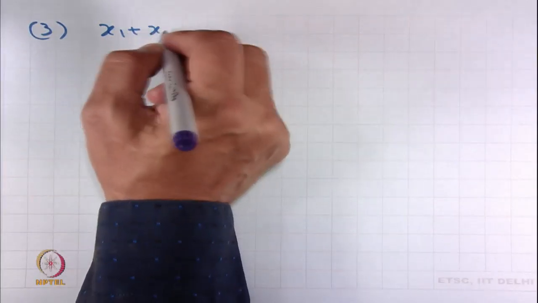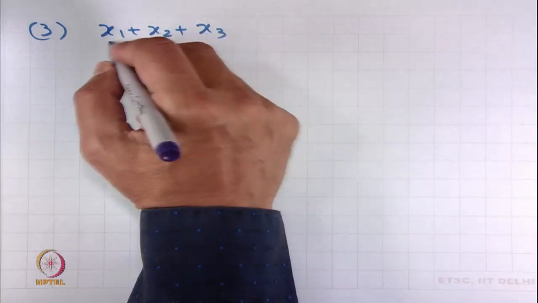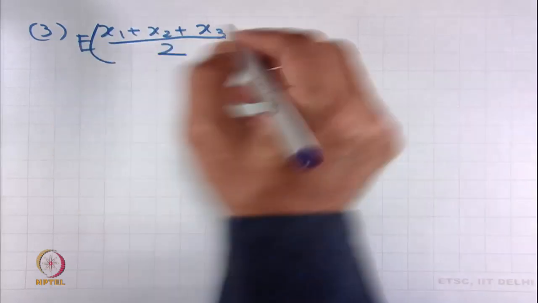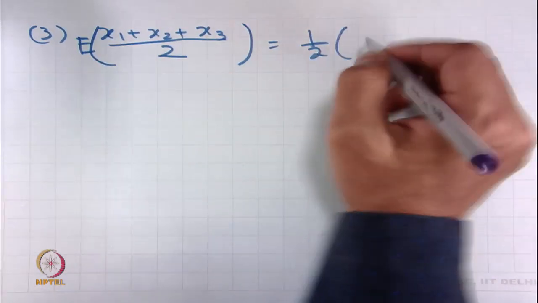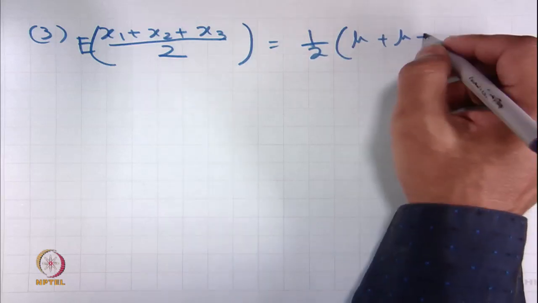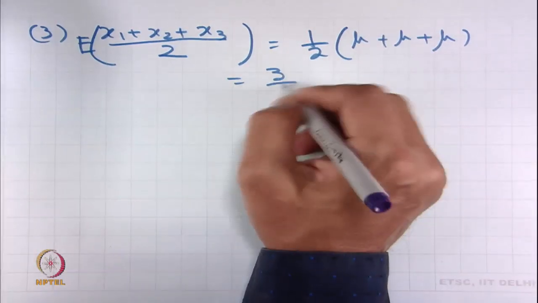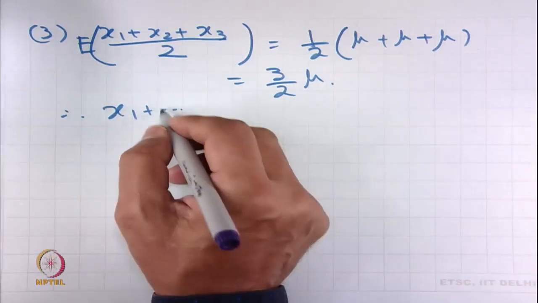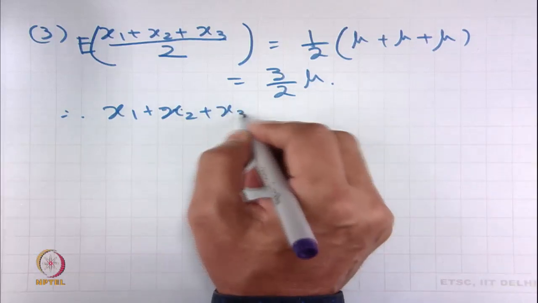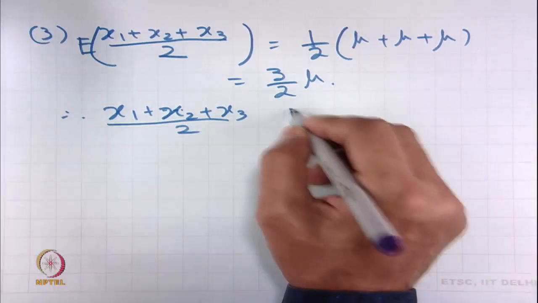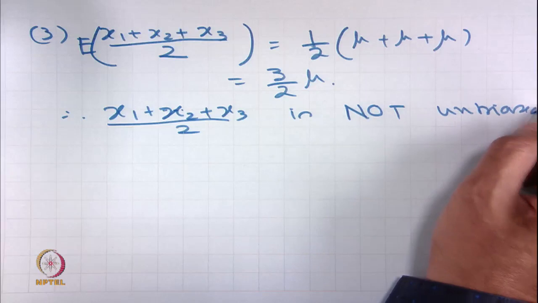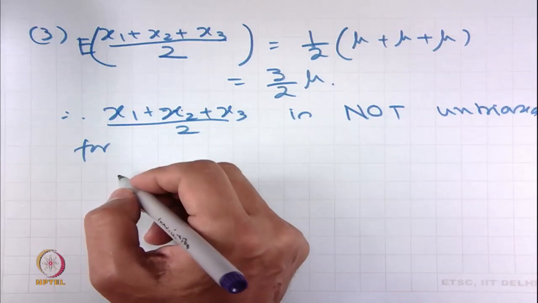x1 plus x2 plus x3 by 2, you can now easily understand that its expectation is equal to half into mu plus mu plus mu, which is equal to 3 by 2 mu. Therefore, x1 plus x2 plus x3 by 2 is not unbiased for mu.